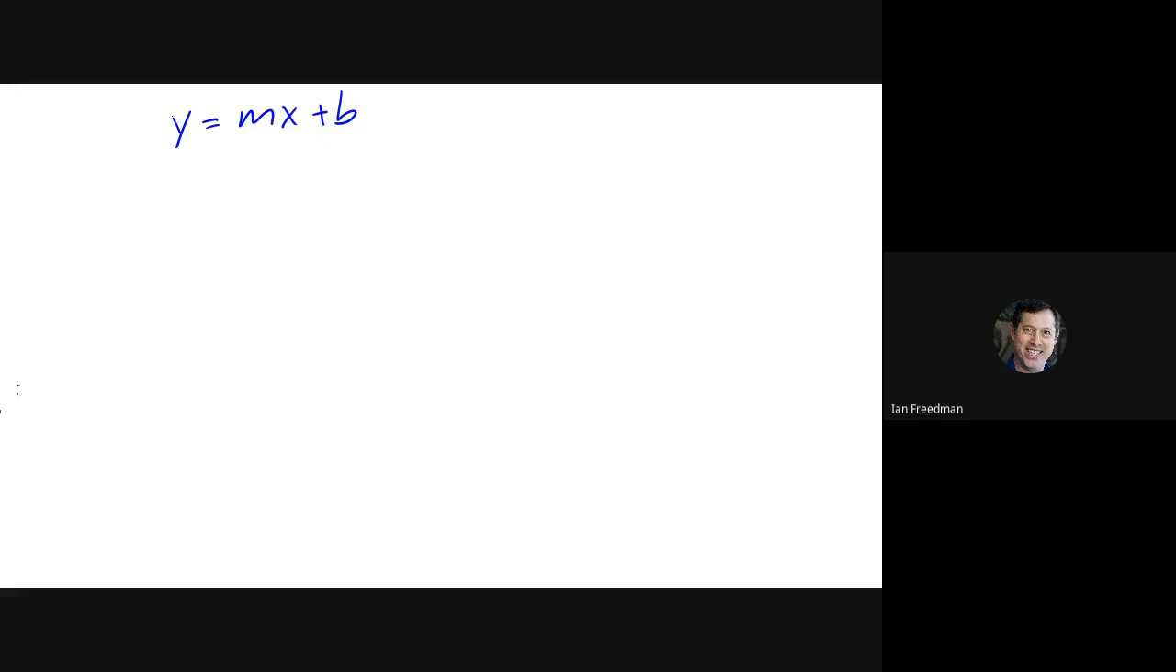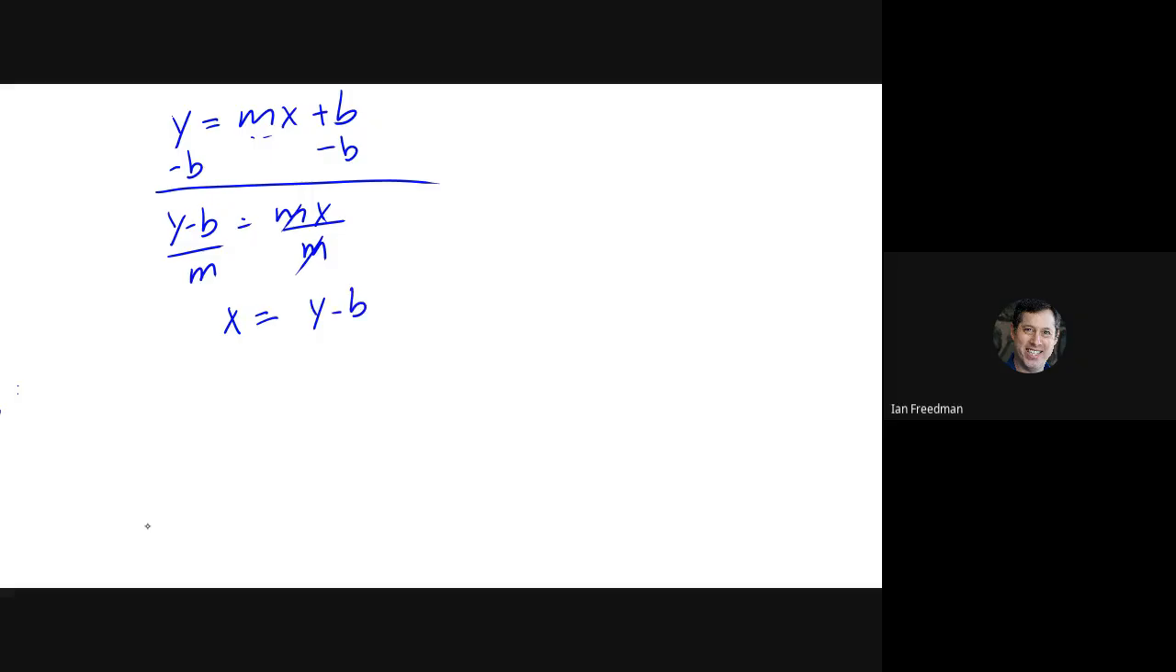So we can't divide by m yet because there's other terms here. So we want to isolate the mx first. And we can do that by simply subtracting b from both sides. So then you get y minus b equals mx. And now we can solve for x by dividing both sides by m. And so m over m goes away, and then you get x equals, and I'm just going to switch sides here because I like the x on the left side, y minus b over m.